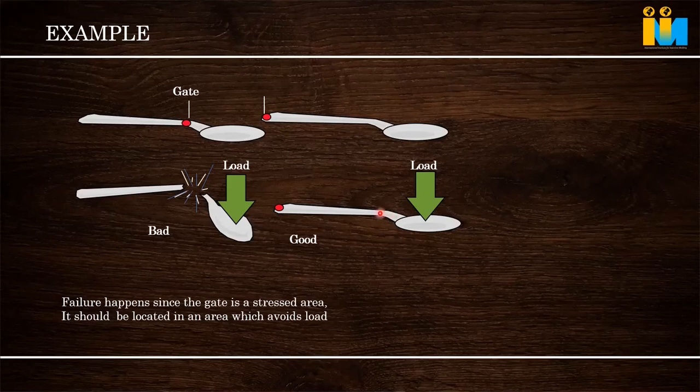Then what happened? Loading area and gate area is totally different. So here it will not crack. So shifting a gate to a non-critical area where load doesn't come also helps, because sometimes at the gate area, whatever we do, we cannot eliminate the stress.